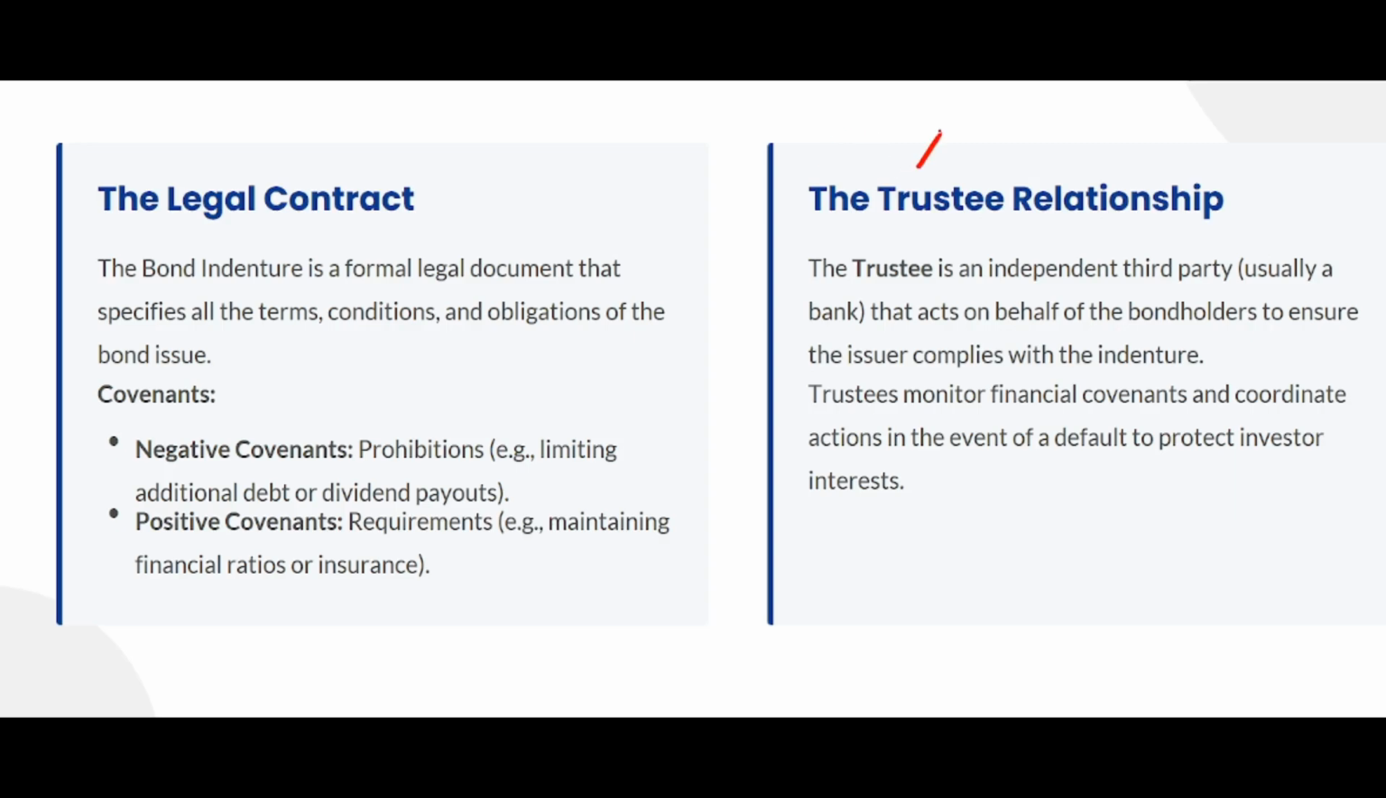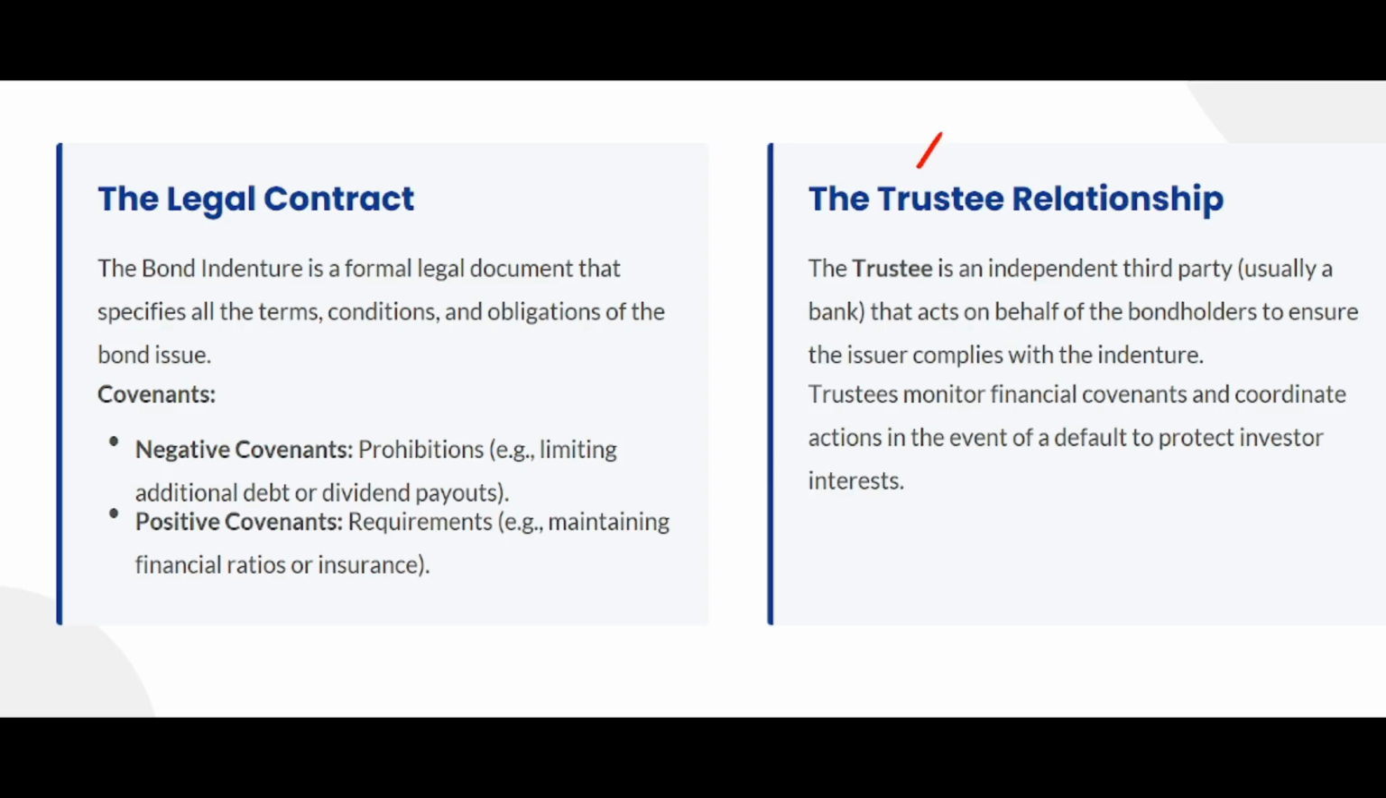Again, the trustee. The trustee is a mediator between the investor and borrower. Usually it's a bank. It acts on behalf of the bondholder to ensure the issuer's compliance with the indenture. So if there is a trustee, an investor can easily invest in the bond, because the trustee, an independent third party, will ensure the issuer's compliance with the indenture.